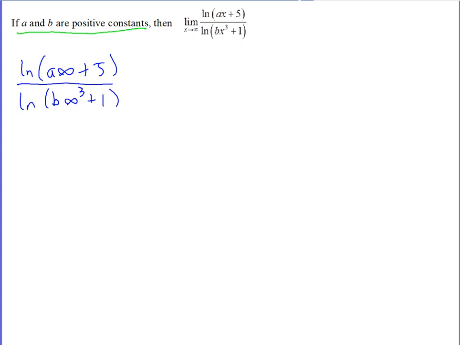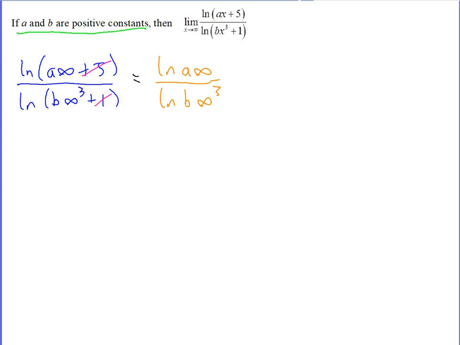All right, so they're both natural logs here. The plus 5 and plus 1, you can see they're added to the infinite, so those are negligible. We've got natural log of a times infinity over the natural log of b times infinity cubed.